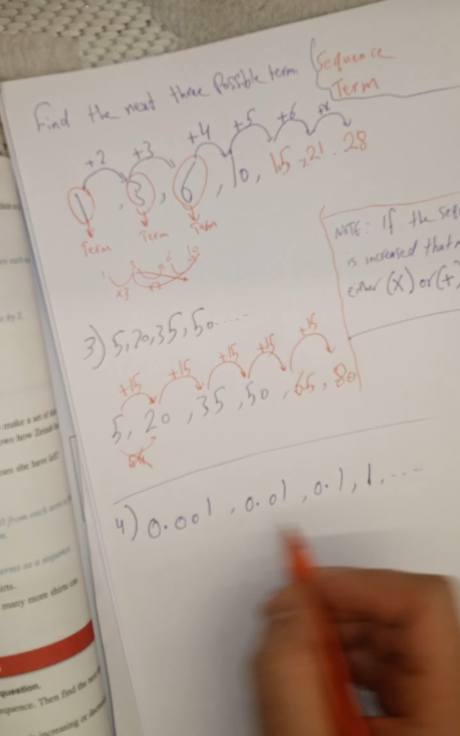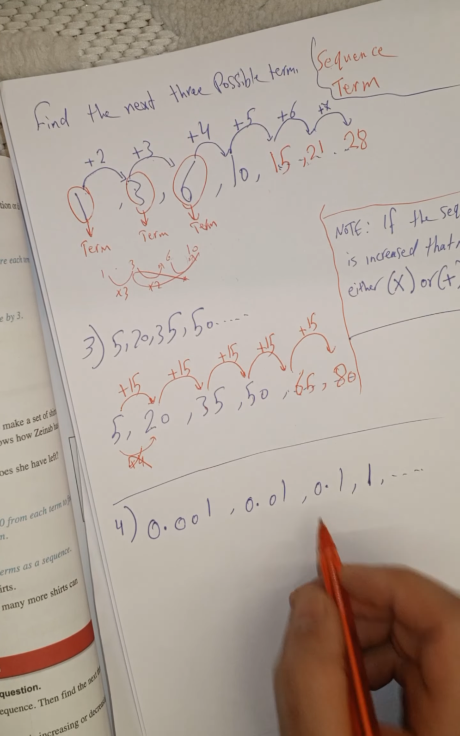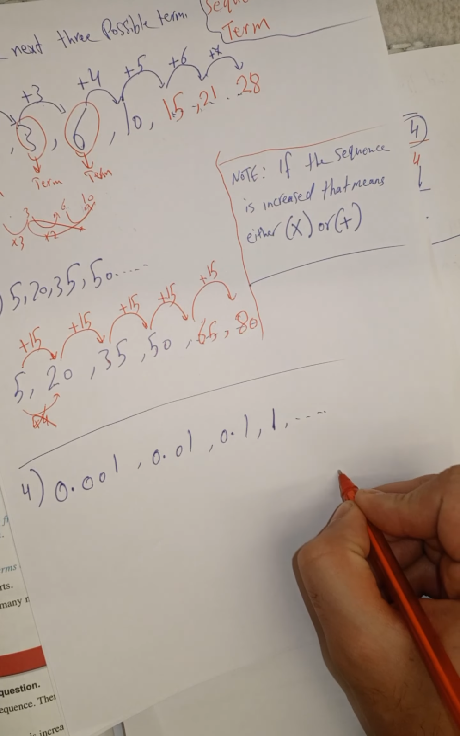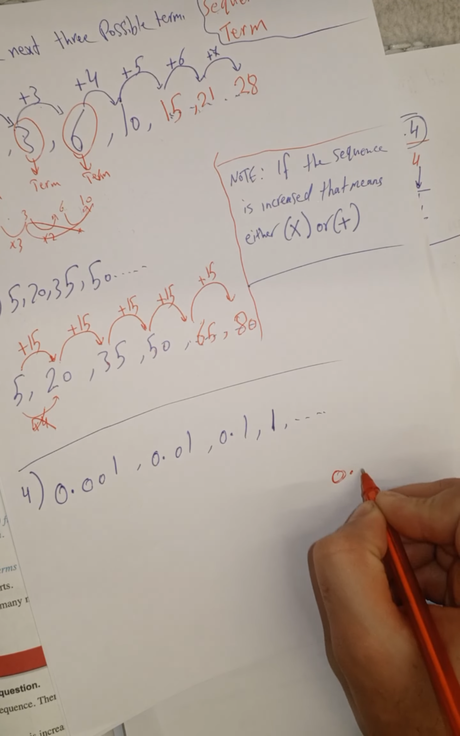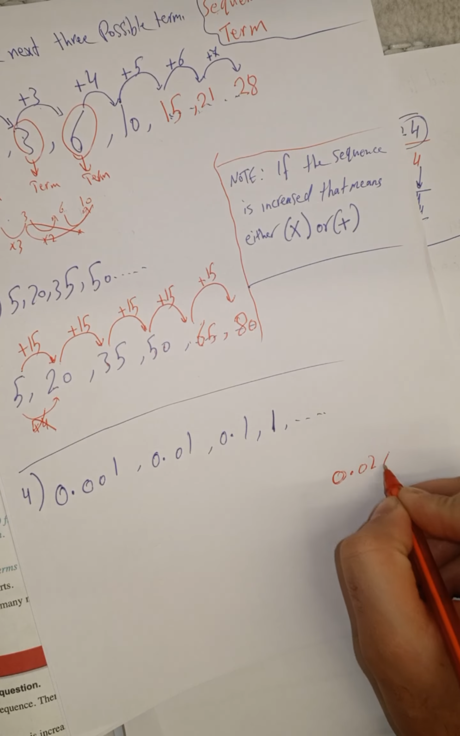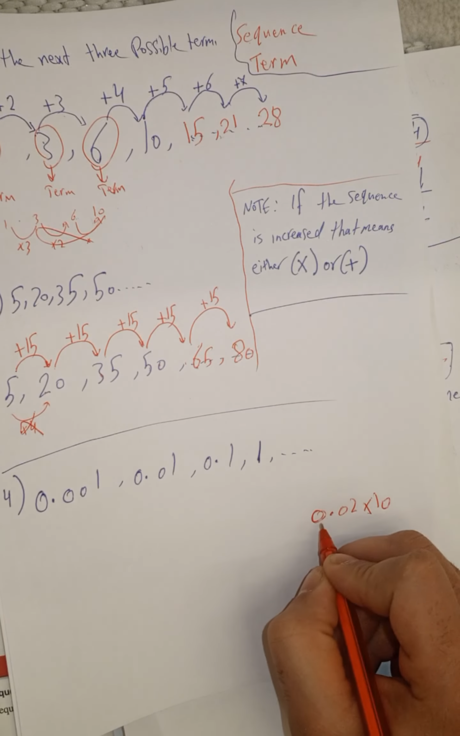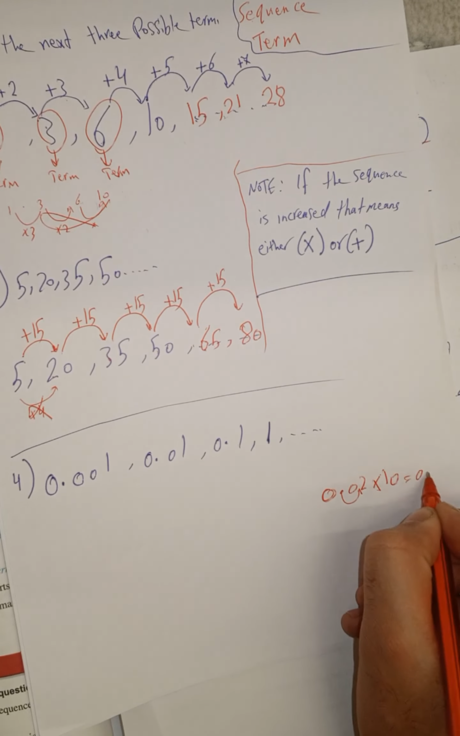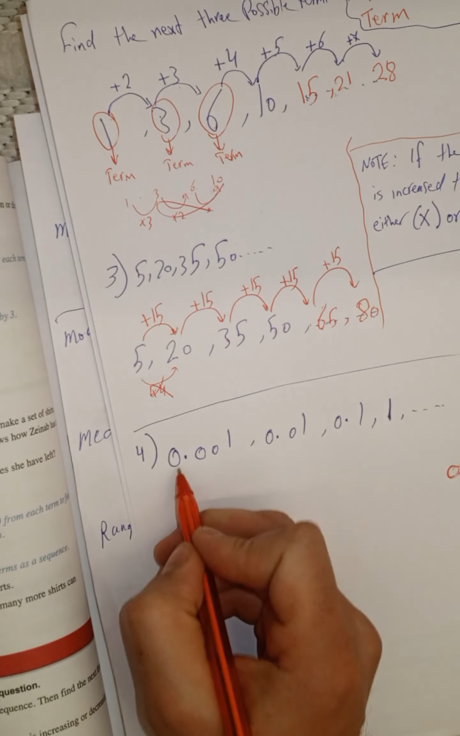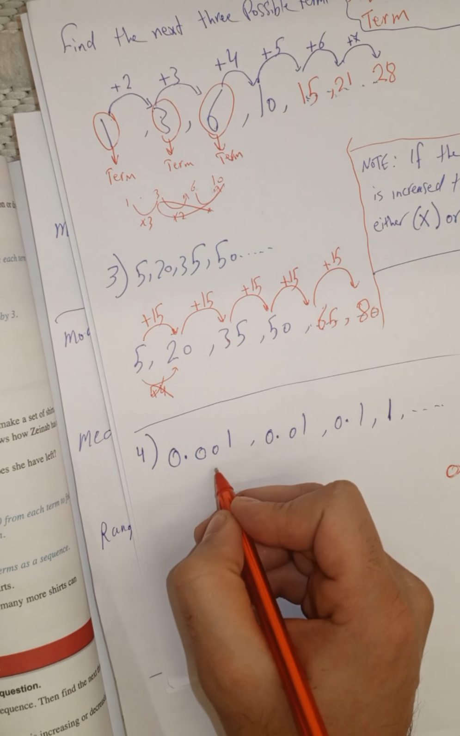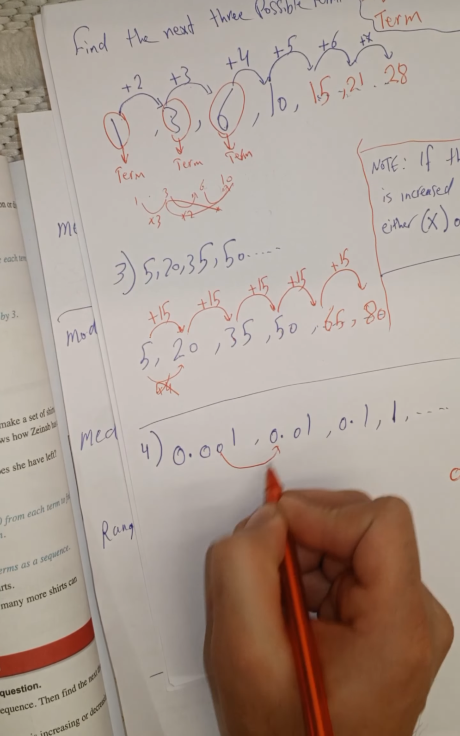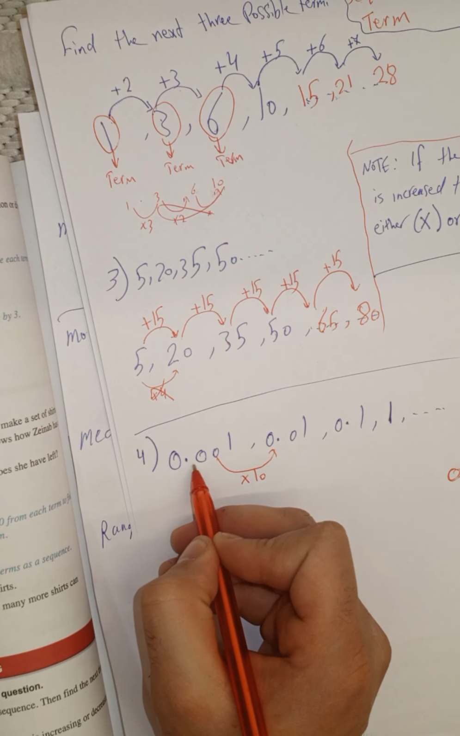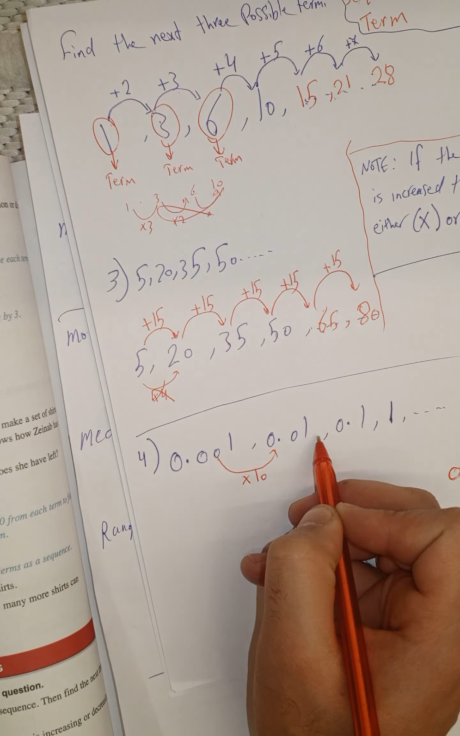Look at the sequence. Is it increased or decreased? Let me give you a hint about this one. If we have a decimal like 0.02, and we multiply it by 10, what will happen to the decimal point? The point is moving to the right 1 place, right? 0.2. Look at this one, 0.01. If you multiply it by 10, the point is moving to the right 1 place.